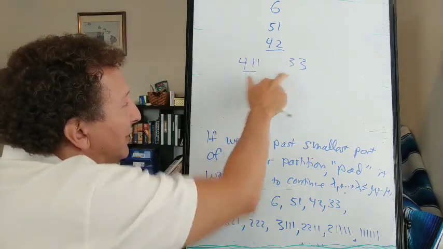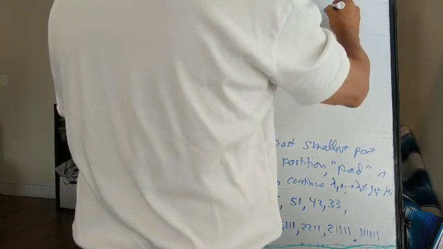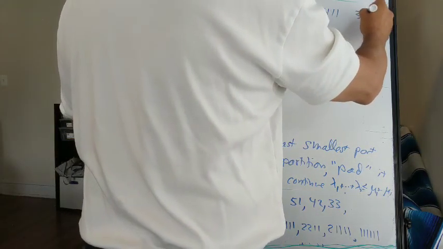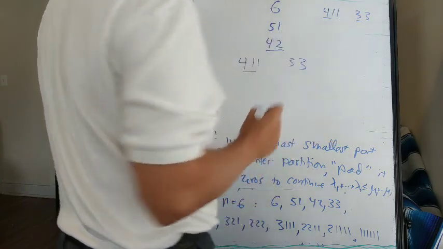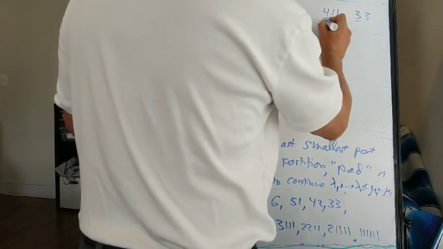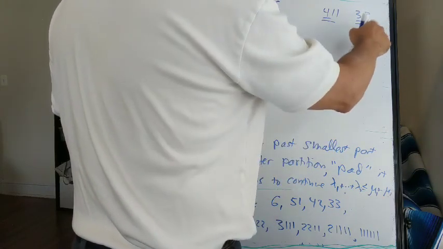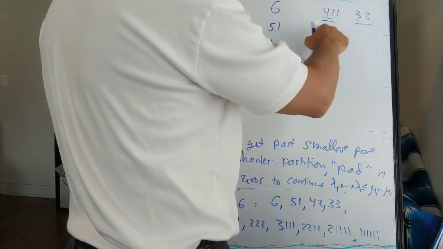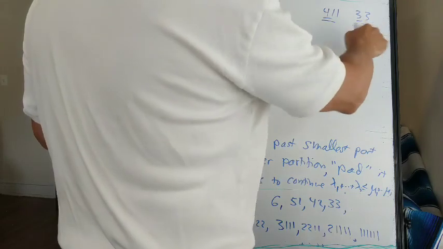But I claim that neither one of these goes above the other. Because if we look at 4, 1, 1 versus 3, 3, the partial sums are 4, which is a win for 4, 1, 1. And then 4 plus 1 is 5, and 3 plus 3 is 6, which is a win for 3, 3. So since 4, 1, 1 won one of the contests, and 3, 3 won the other one, neither of them is greater than the other, so they're incomparable here.